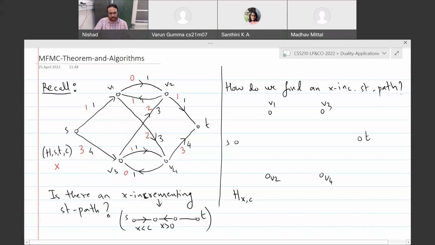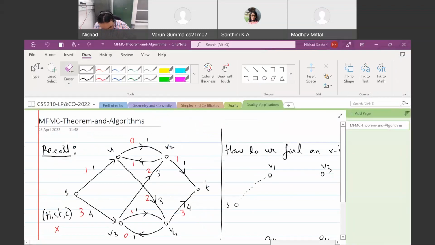So does anybody have any thoughts on how we would construct the auxiliary digraph? Let me ask you a question. Should there be an arc between these two vertices? And if there should be, what direction should it be? Or should there be arcs in both directions? So it should be from V1 to S. From V1 to S, right, that's true. So we can undo that flow. Exactly. So we will put an arc from V1 to S in this particular case.